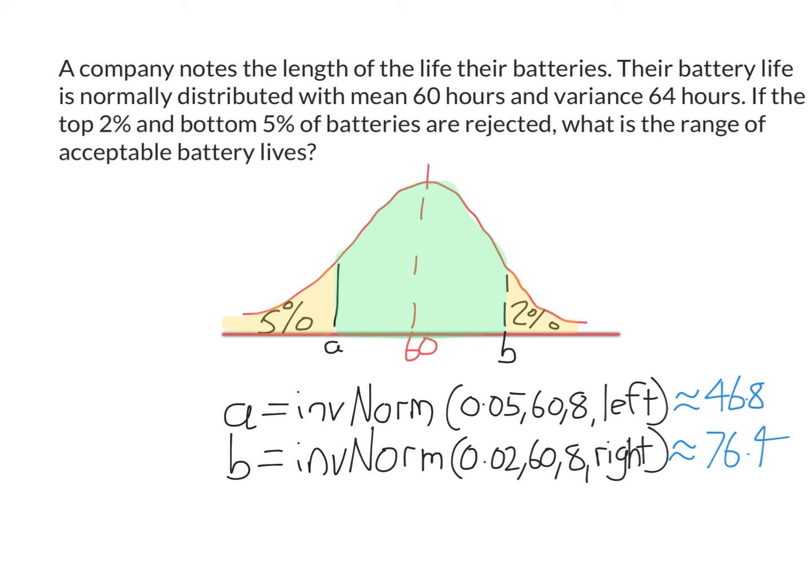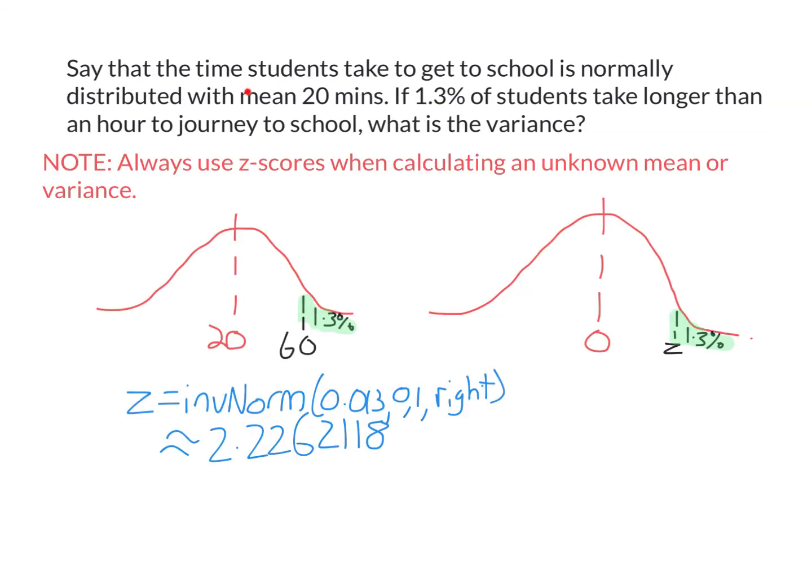All right, let's look now at a question where we're finding the variance. In this question, we're told the time students take to get to school is normally distributed with mean 20, and we're also told 1.3% of students take longer than an hour to get to school, and we're asked to find the variance. So note, whenever you're asked to find the mean or variance, you always use z-scores. So this is what the question told us. We have a normal distribution, mean 20, and 1.3% of scores are above 60.